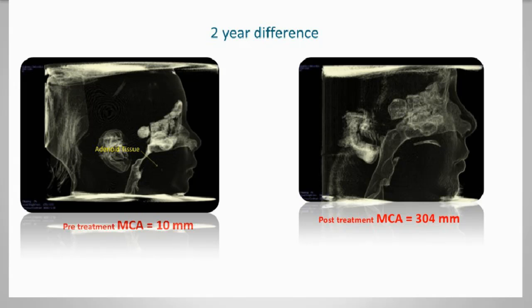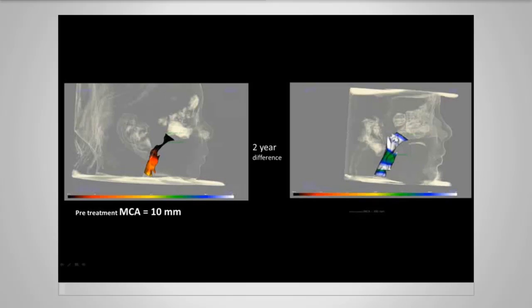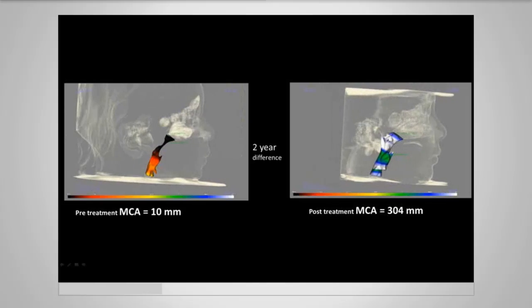Quick visual. Again, you can see this is just a massive improvement in the airway. I mean, this is just like a river of oxygen coming down through this windpipe now. So you guys are all experts on colors now. It's nice to see these colorful changes on the patient's airway. But what's remarkable here, it went from an MCA of 10 to 304.